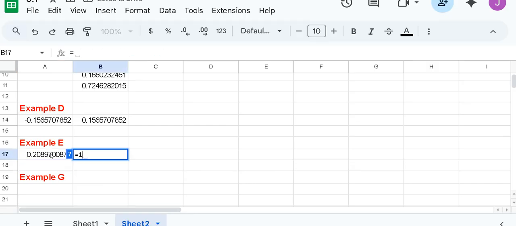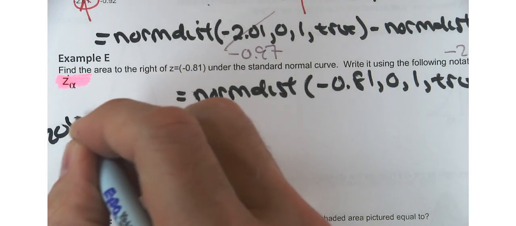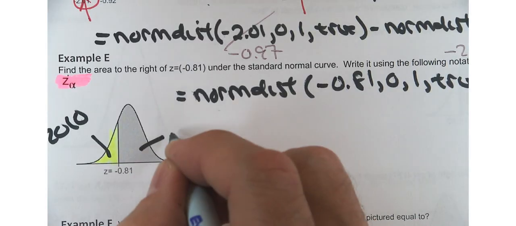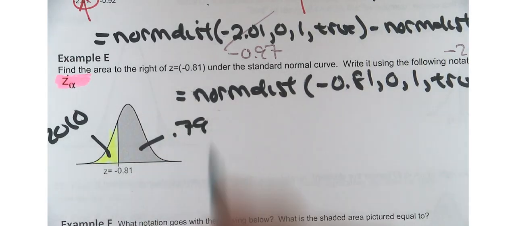Equals 1 minus, bam. So I get 0.7190. So this area in the left tail was 0.201, and then we'll subtract from 1 to get the area in the right tail. So that was 0.201. That's going to be 0.79. Now, is that right? 7910?